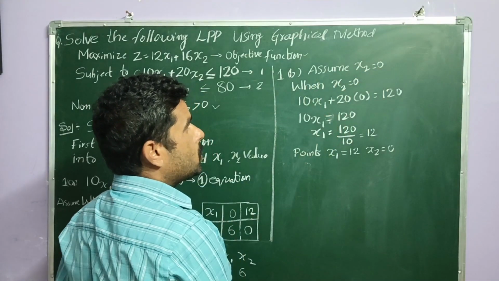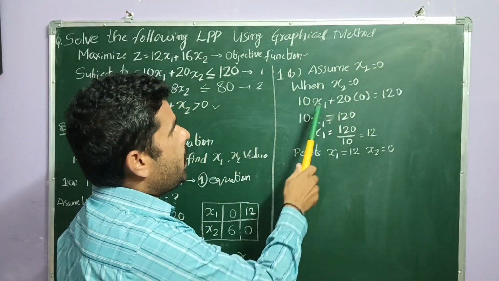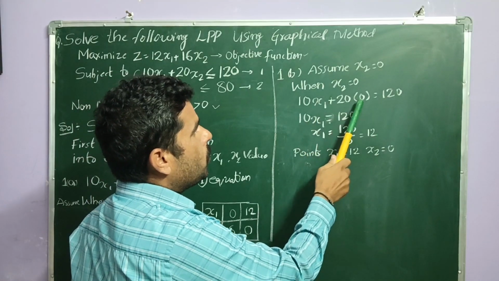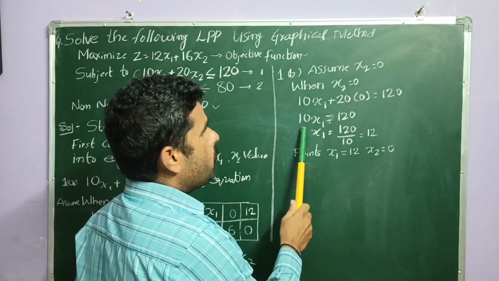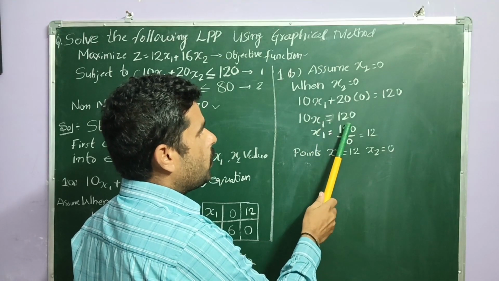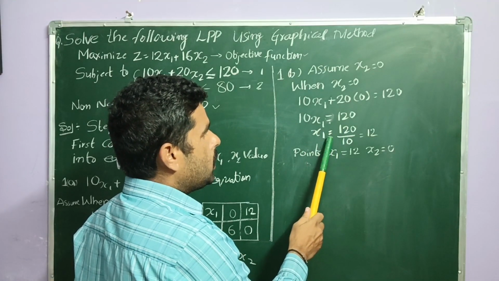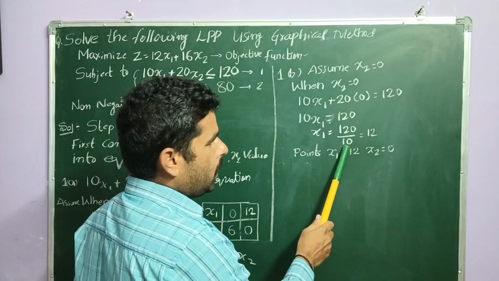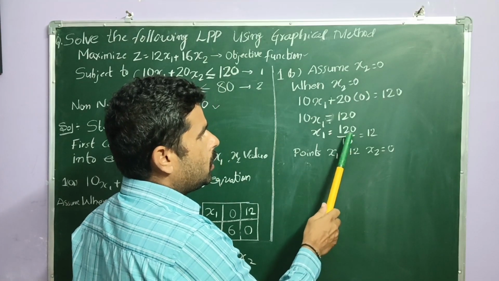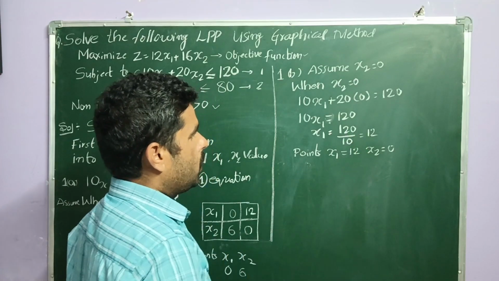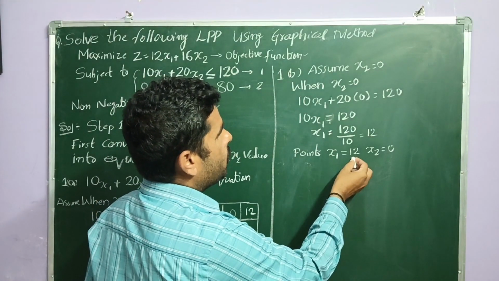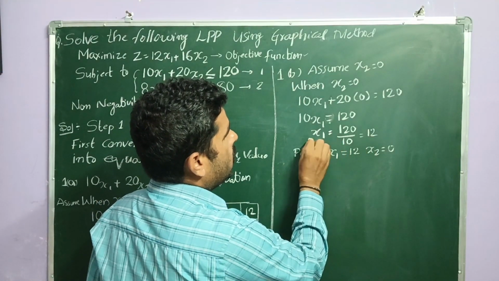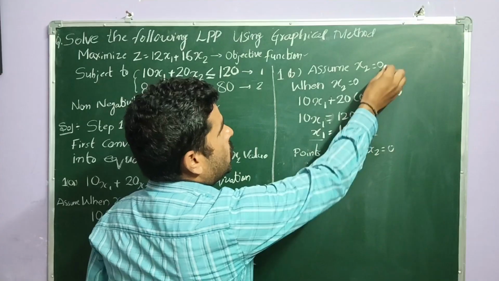When x2 is equal to 0, 10x1 plus 20 into the x2 value 0 is equal to 120. So 10x1 is equal to 120. x1 is equal to 120 divided by 10. 10 ones are 10, 12 tens are 120. That is 12. So x1 is equal to 12 and x2 is equal to 0.